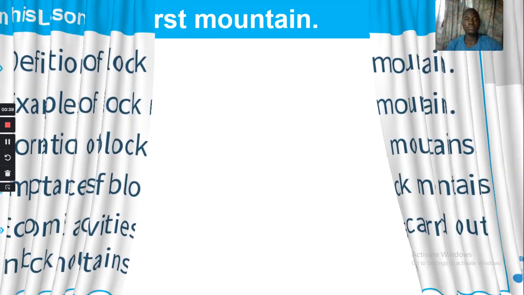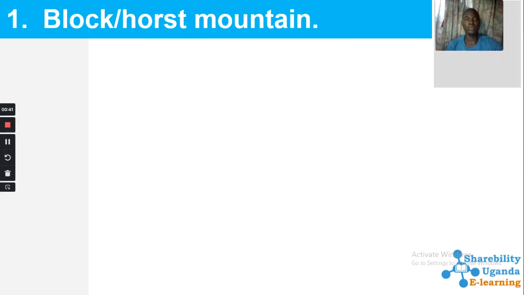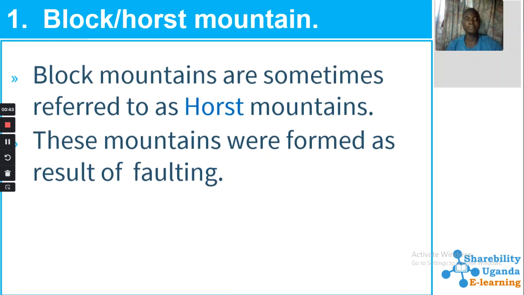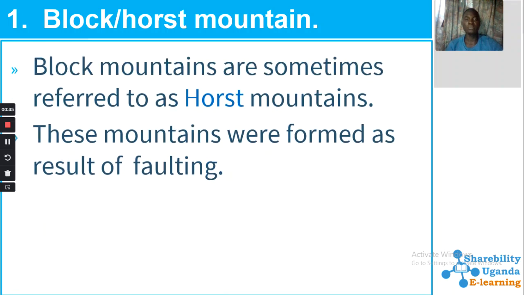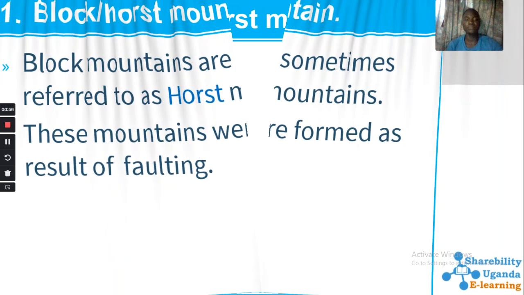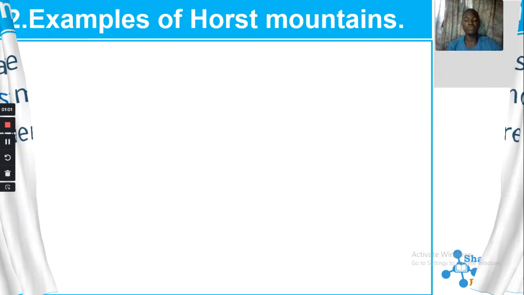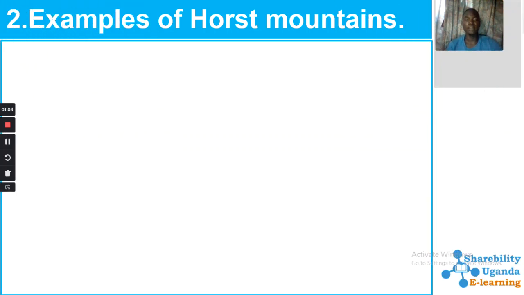So first of all, you have to see what a block or horst mountain is. Block mountains are sometimes referred to as horst mountains. These mountains were formed as a result of faulting. Faulting is a result of the development of weak lines within the earth's crust.